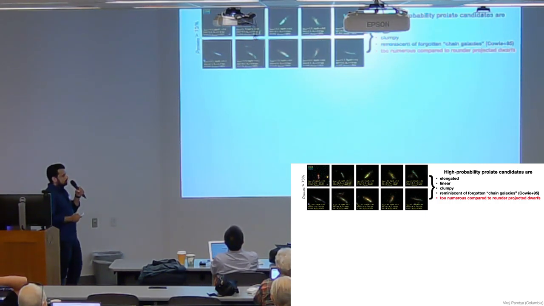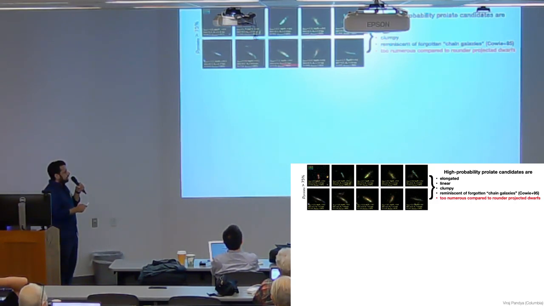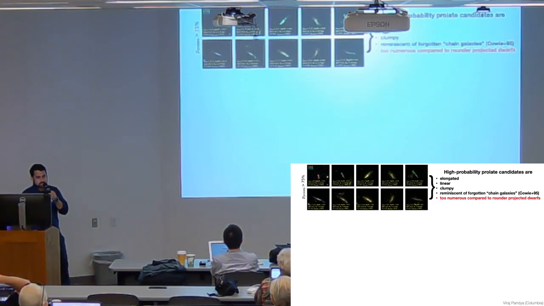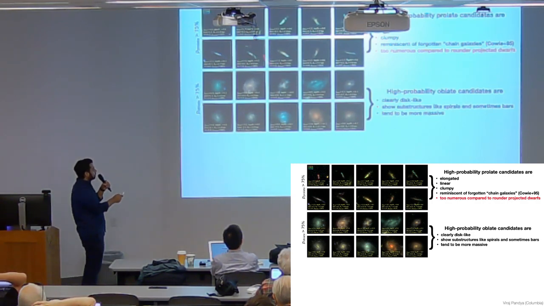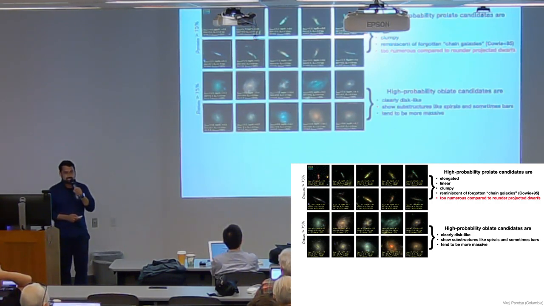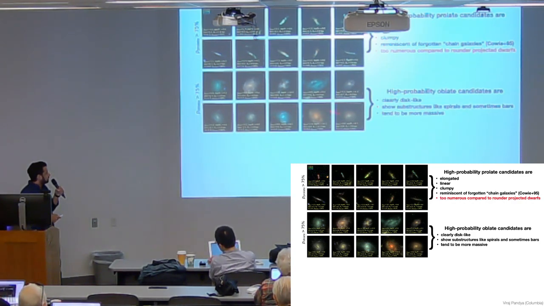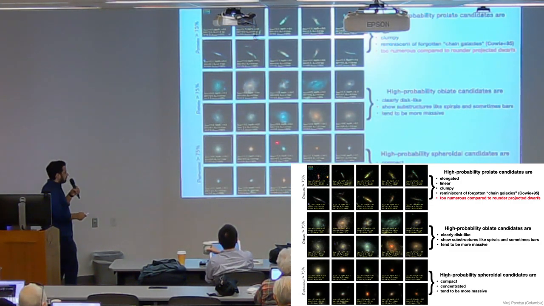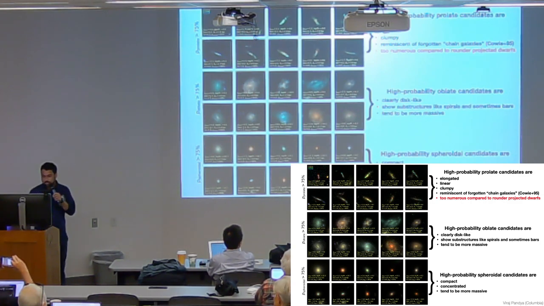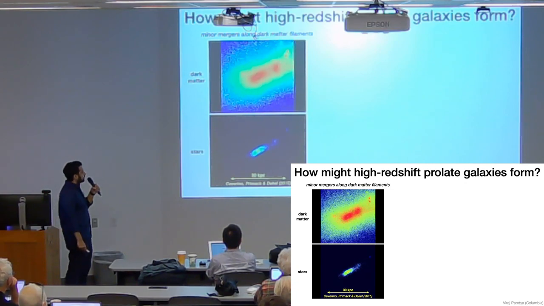And my key message in this talk is that these edge-on looking things are way too abundant in number compared to the relatively face-on things that we would expect to see if these were pulled from just a population of 3D disks. Now, we do have some high probability oblate candidates, so you can see some obvious examples here, and then we also have some examples of compact concentrated spheroids. So how might these high redshift prolate systems actually form if that's what they are?